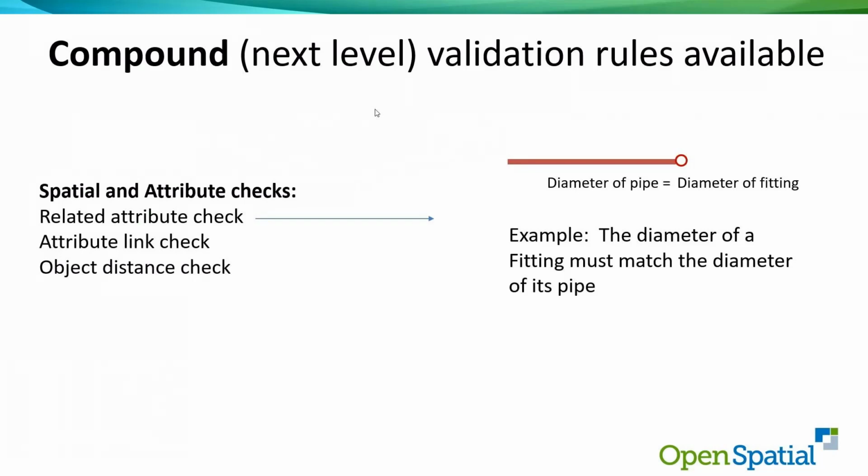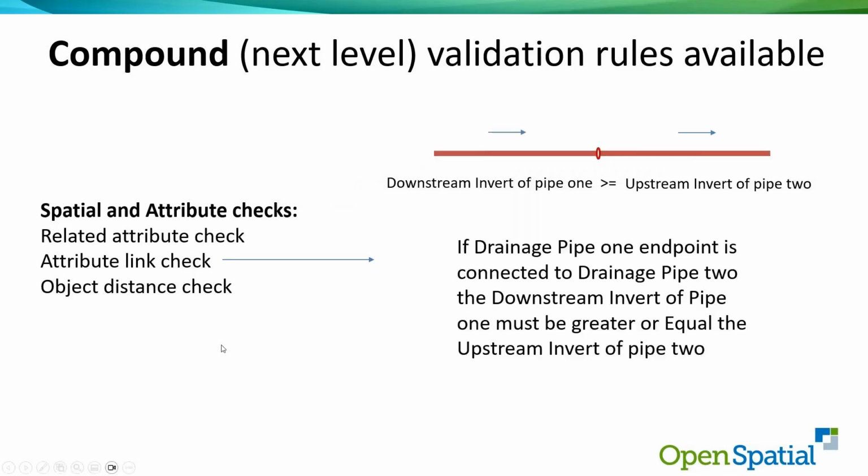Another one you can do is that the diameter of a fitting must match the diameter of the pipe it is looking at, and it will look at both sides of the pipe. So if I've got a fitting with a certain diameter, it can check on both sides of that. What we're trying to do is build a lot more of the engineering type of checks into the system, so that when people do validation, it's not only the GIS validation, but also a lot more of the engineering validation.